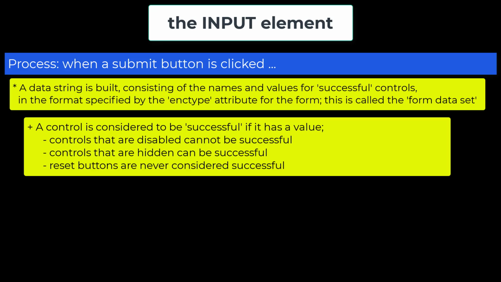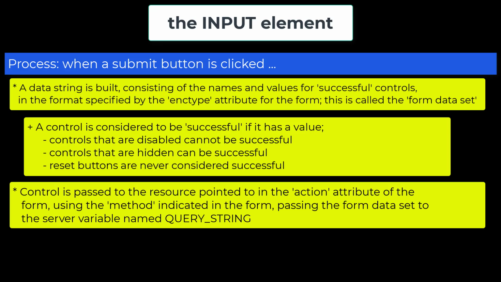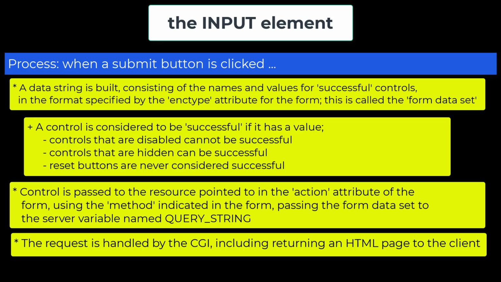Generally speaking, a control is considered to be successful if it has a value. Controls that are disabled cannot be successful. Controls that are hidden can be successful. Reset buttons are never considered successful. So, control is then passed to the resource pointed to in the action attribute of the form, using the method indicated in the form, passing the form dataset to the server variable named query_string. The request is handled by the CGI, including returning an HTML page to the client.